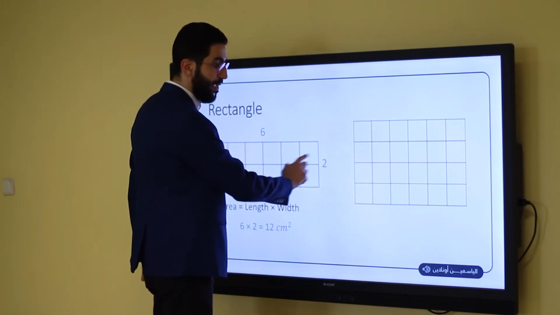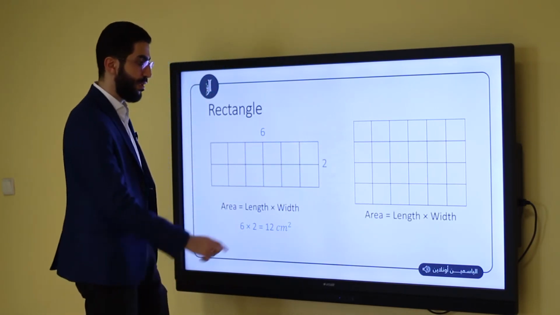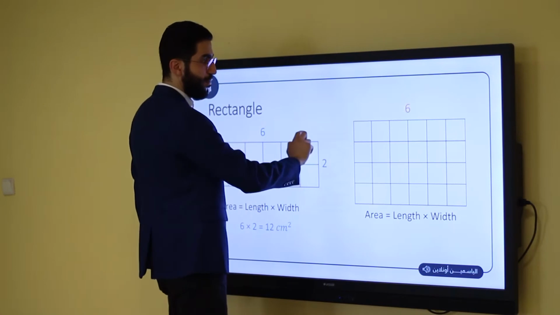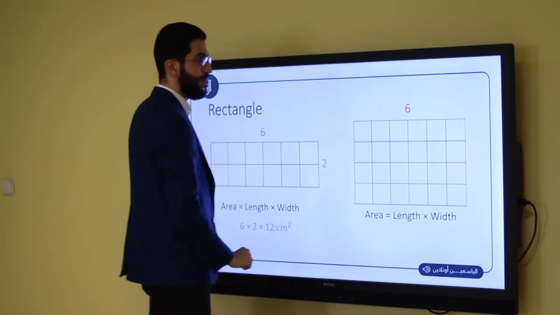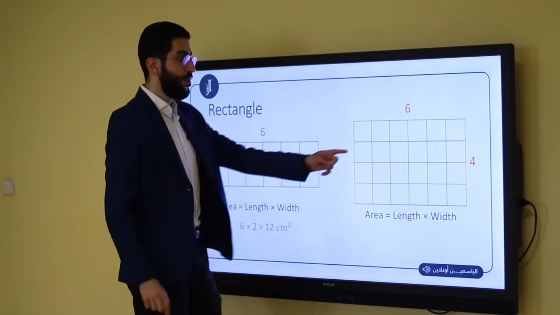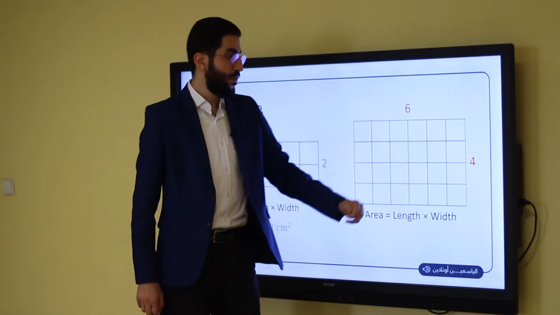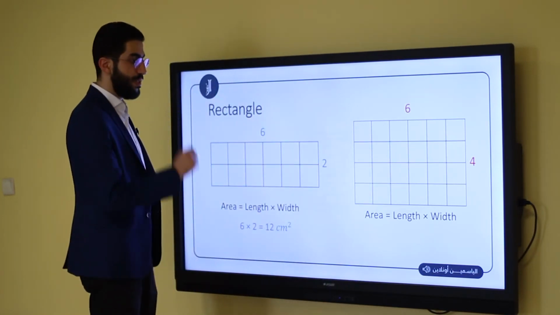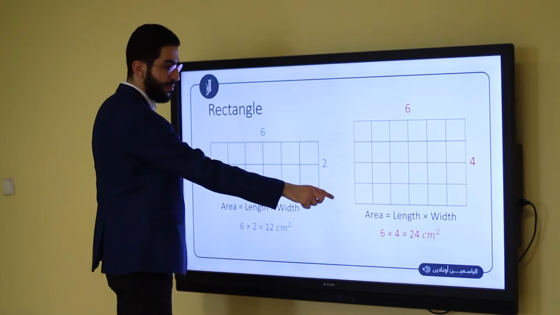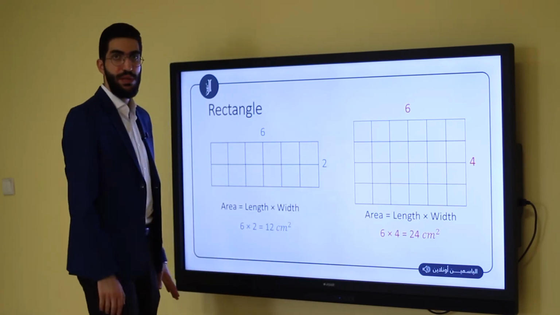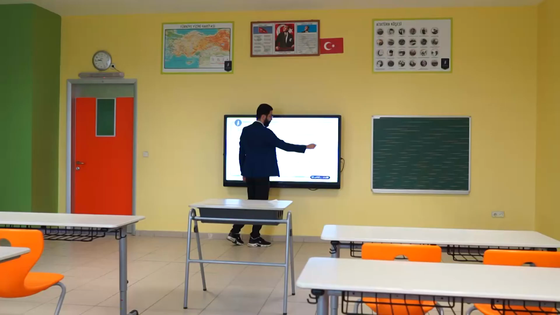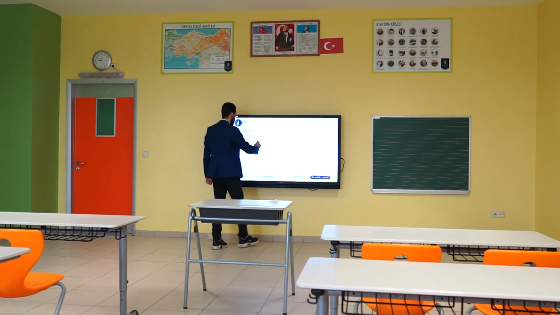Now this one, again, always the same formula, we don't change it for the rectangle. Area is equal to length times width. So what's the length here? 1, 2, 3, 4, 5, 6 squares. So the length is equal to 6 centimeters. What about the width? 1, 2, 3, and 4. So the width should be equal to 4 centimeters. So now we multiply them, length times width. So 6 times 4 equal to 24 centimeters square, okay? Please don't forget the square. It's very important. Because if we count the squares, it's 24 squares we have here.